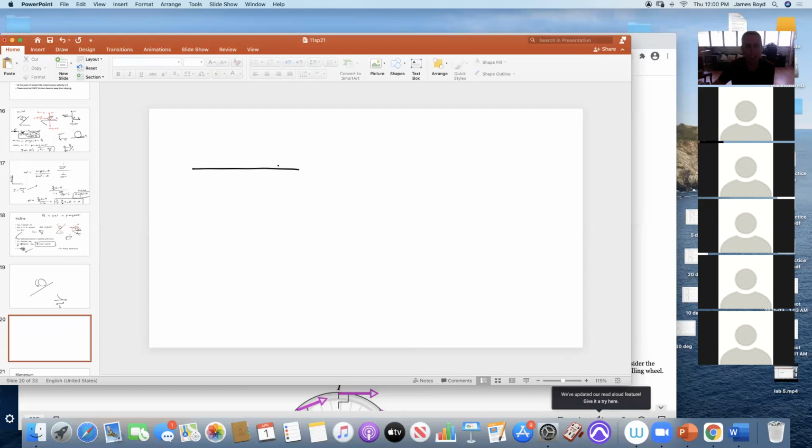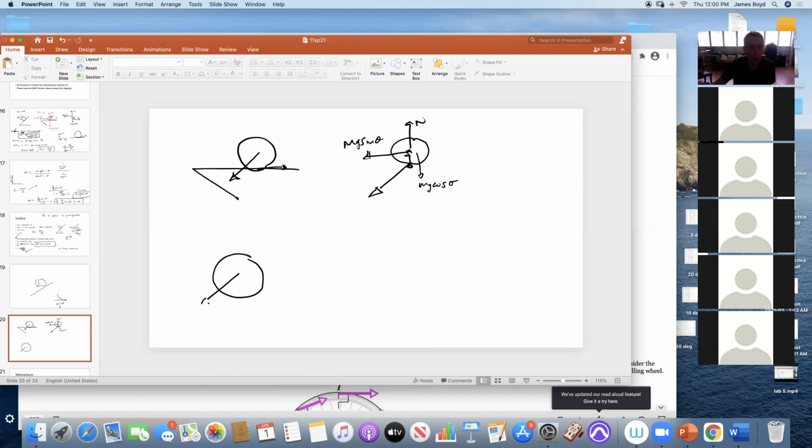What if instead of placing our force here and our rotation axis here, what if instead we put our rotation axis at that point that we know is not moving? So at the center of mass, we have mg sine theta, and we do have mg cos, and we do have n, but this is at a distance r. Now, we're moving our parallel axis down a distance r.